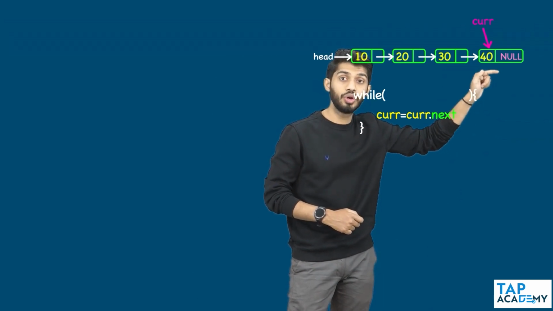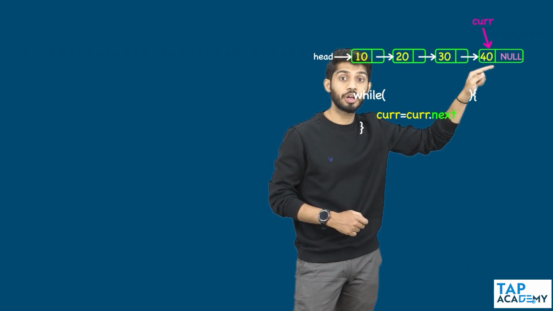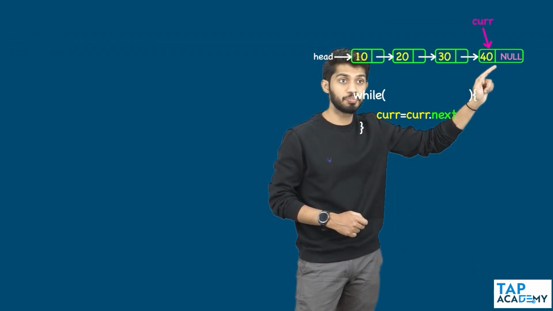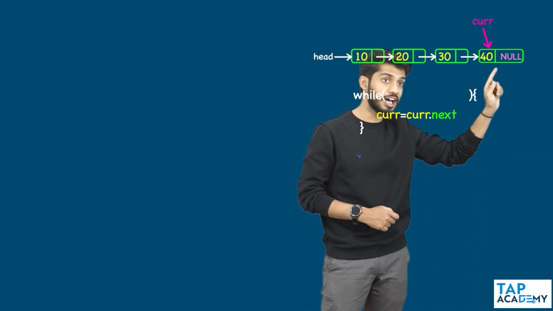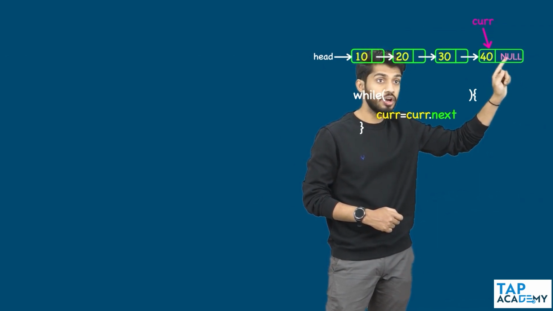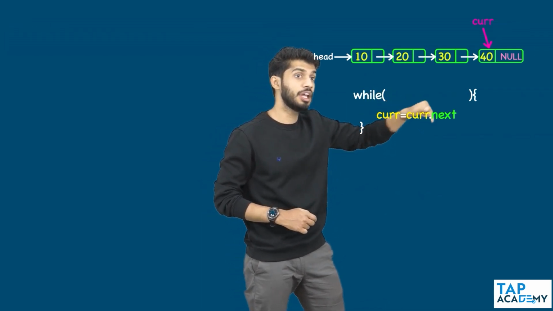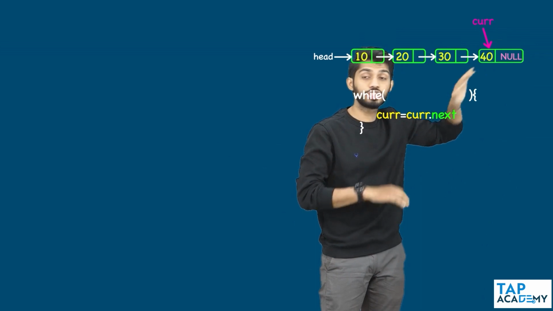Now, how do I know it's the last node? By seeing, I can say this is the last node. But how can I programmatically say this? Very simple. You can clearly see in the last node, the next part will always be equal to null. So when current.next is equal to null, I should not repeat this operation. So when should I repeat this operation? Whenever current.next is not equal to null.